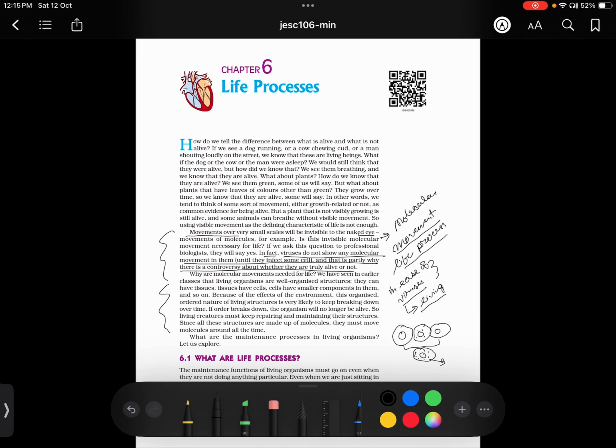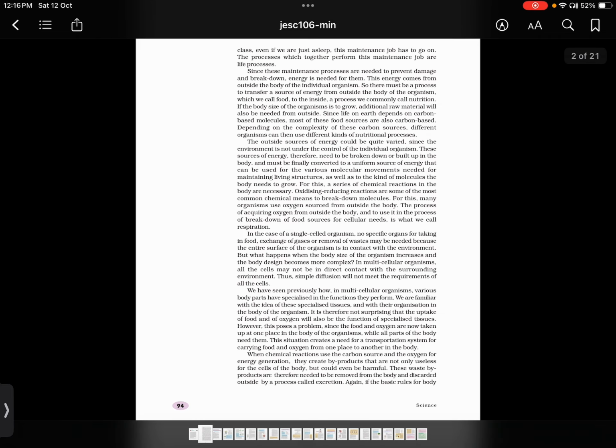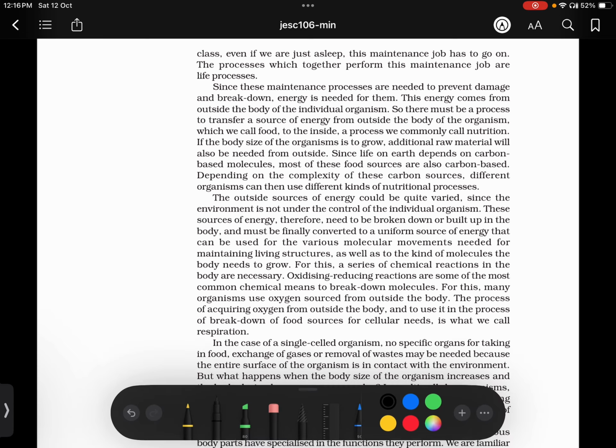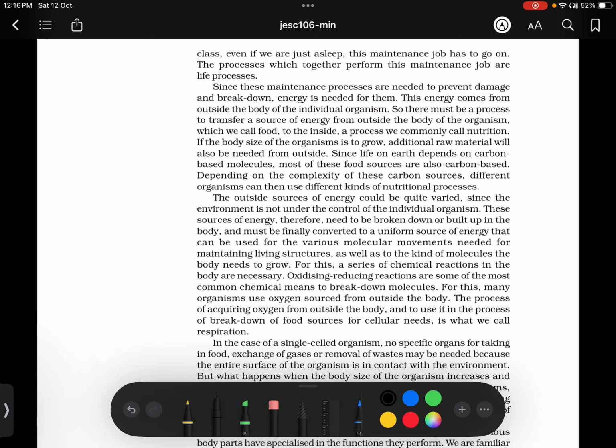Now coming to the next page, here they are mentioning the maintenance processes needed to prevent damage and breakdown, and the energy needed for them. The energy comes from outside the body of the individual. That is, this energy comes from the source of food we take. So the process must transfer a source of energy from outside the body of the organism, which we call food, and inside the process is commonly called nutrition.